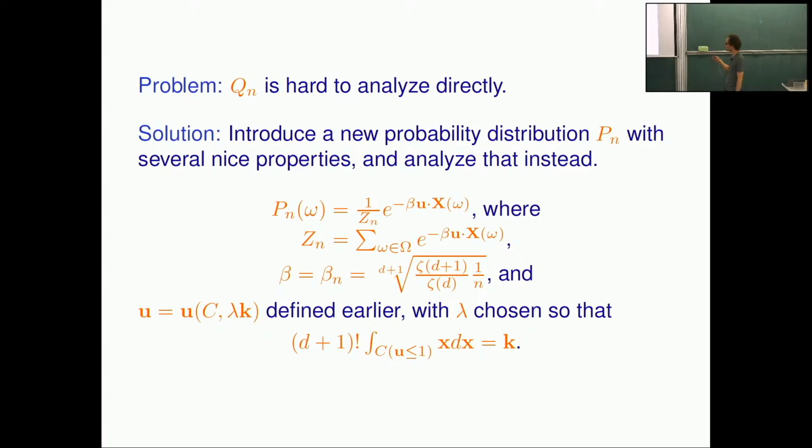This is a generalization of the probability distribution that Sinai introduced to solve the two-dimensional case. So here's the distribution. I'm not going to try to explain where it comes from. For me, this is somewhat magic, but I think some people do understand how to come up with the right distribution.